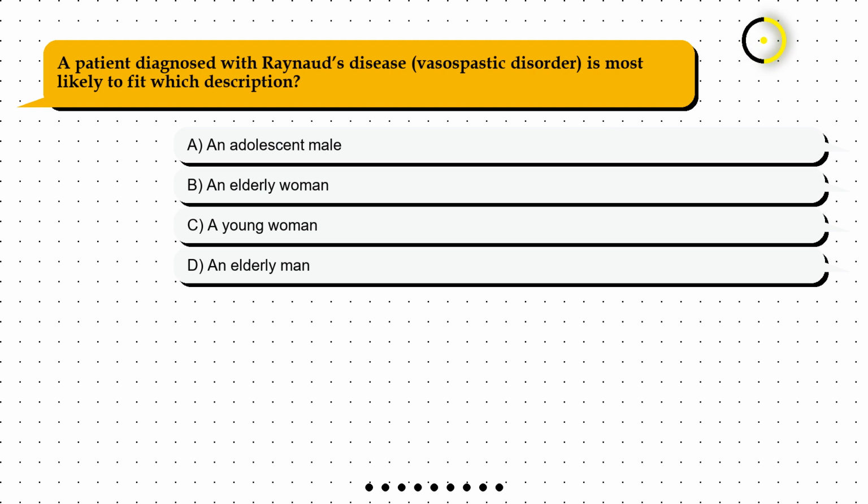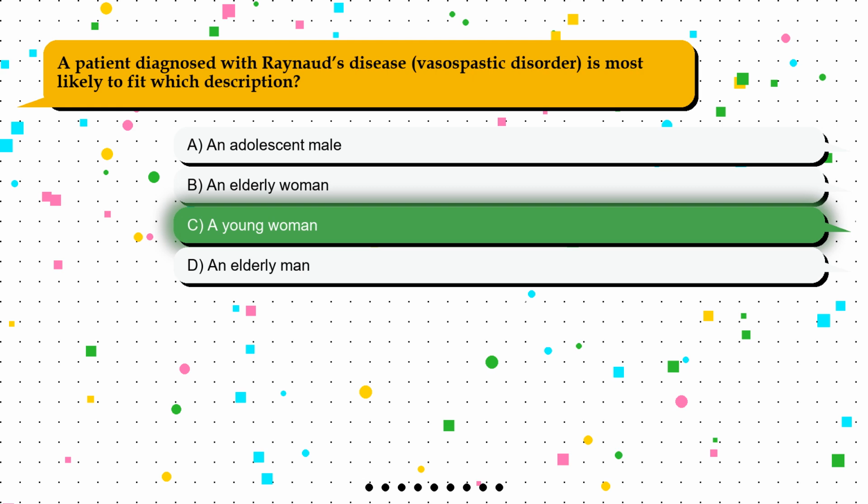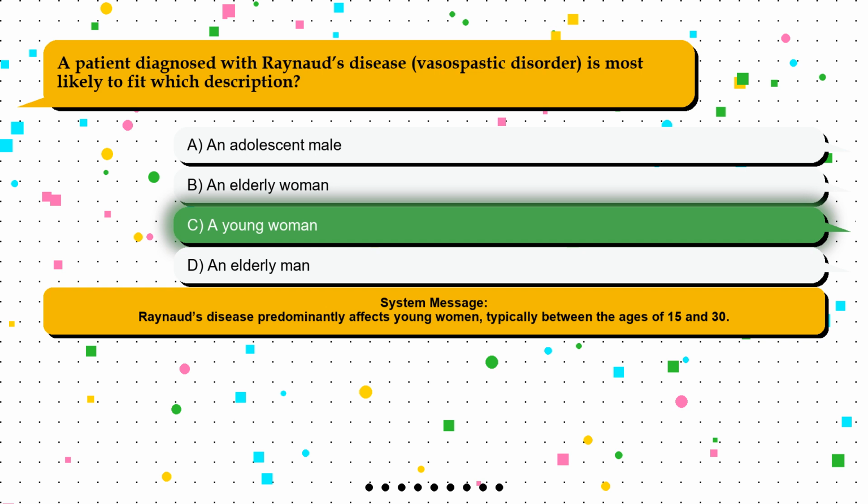Option A. An adolescent male. Option B. An elderly woman. Option C. A young woman. Option D. An elderly man. The correct answer is option C. A young woman. Raynaud's disease predominantly affects young women, typically between the ages of 15 and 30.